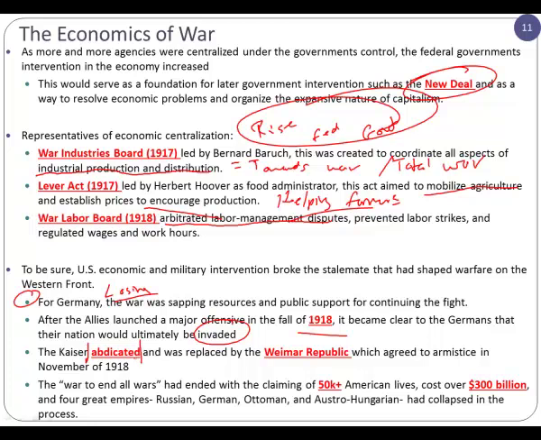To abdicate from your throne. Step down. To step down. Very good. So he stepped down from his throne. Look at the examples between World War I and World War II. Kaiser abdicates, declares loss, steps down, disappears into history.